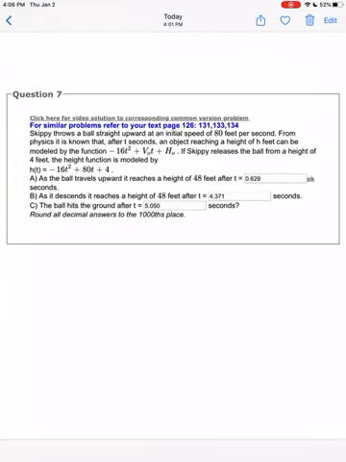All right, so I'm taking a look at question number 7 on homework 5A.